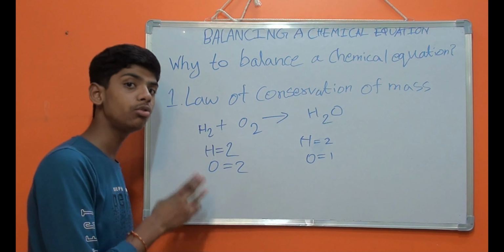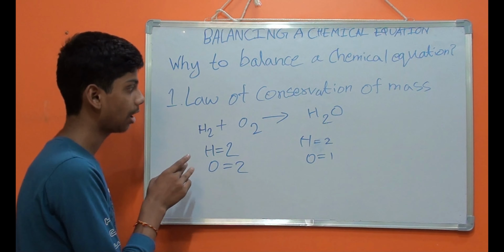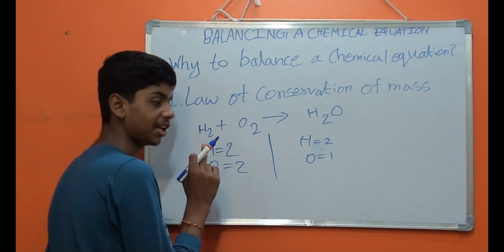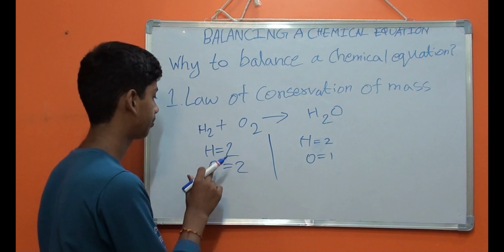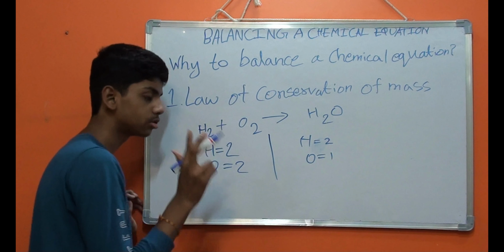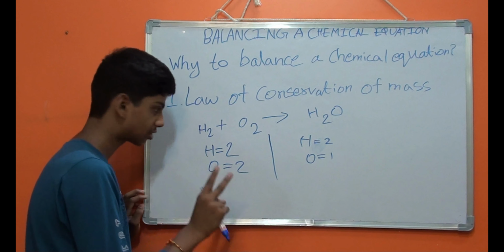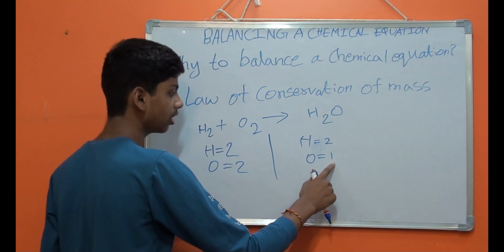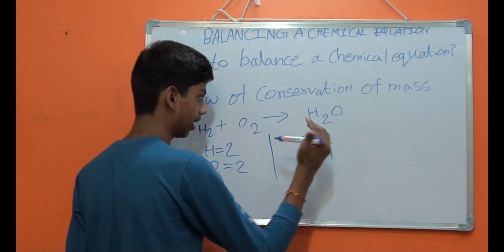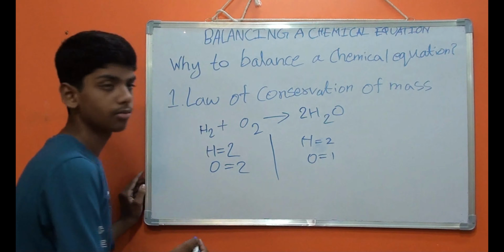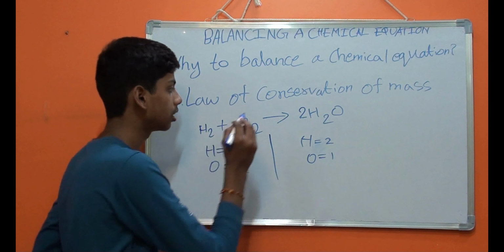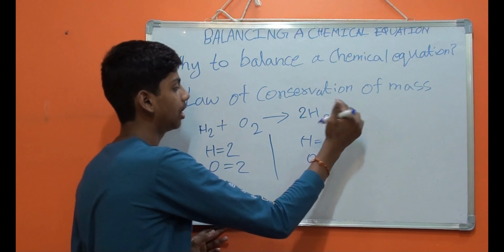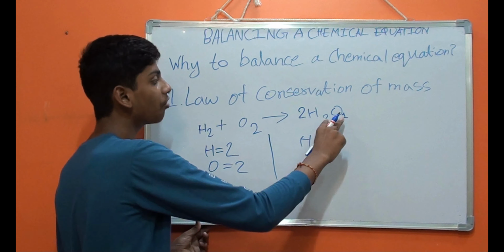Now let's see how we can balance these chemical equations. First, write the number of elements and how many atoms they have. Here hydrogen has 2 atoms and oxygen also has 2 atoms. Here hydrogen has 2 atoms and oxygen has 1 atom. So here it has only one. Oxygen has 1 atom. So we write 2 over here.